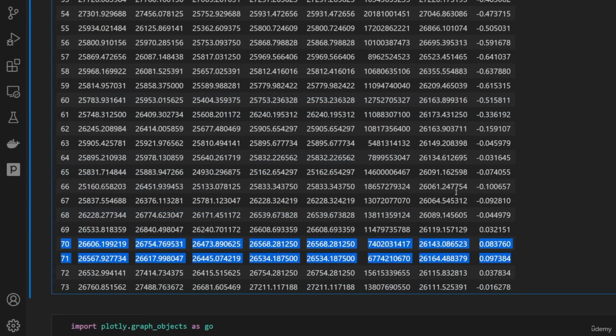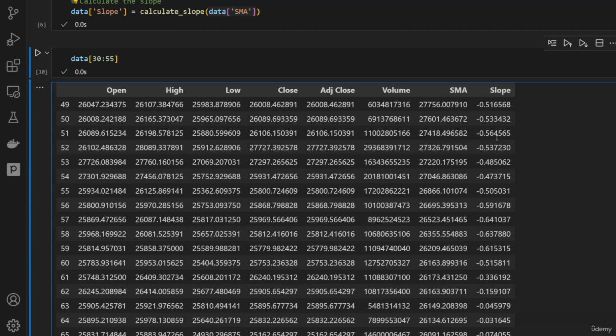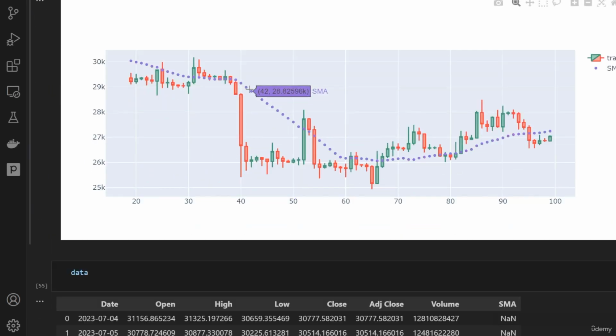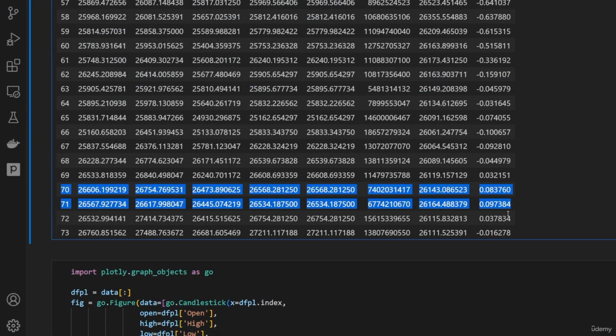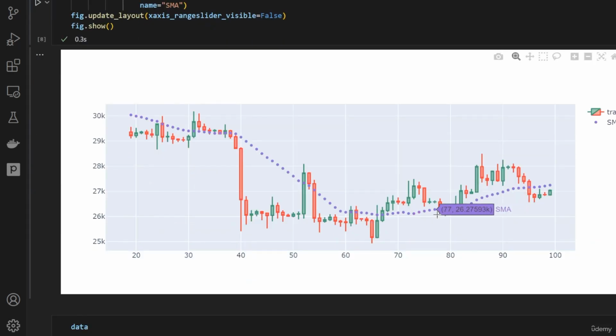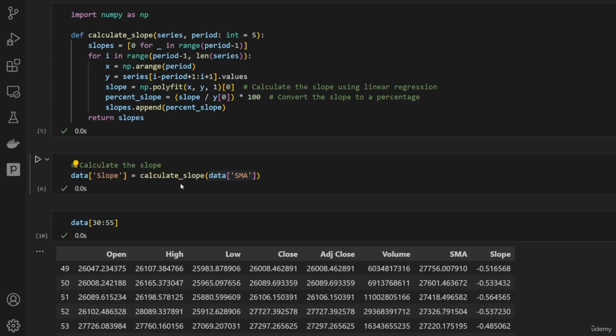So this is how we can verify that these are correct values, at least from the sign point of view, because whenever we have a negative slope, we should be seeing a descending or decreasing moving average. And whenever we see a positive slope here, we should be seeing an increasing or a climbing moving average.